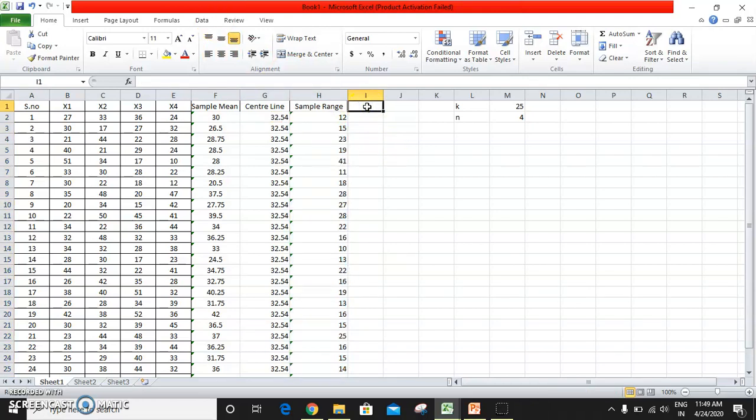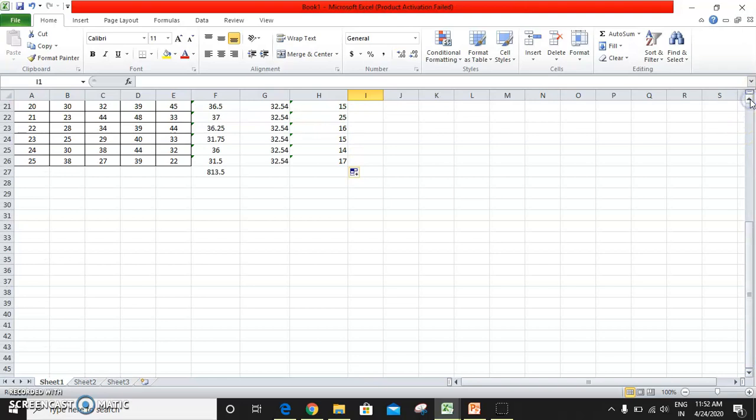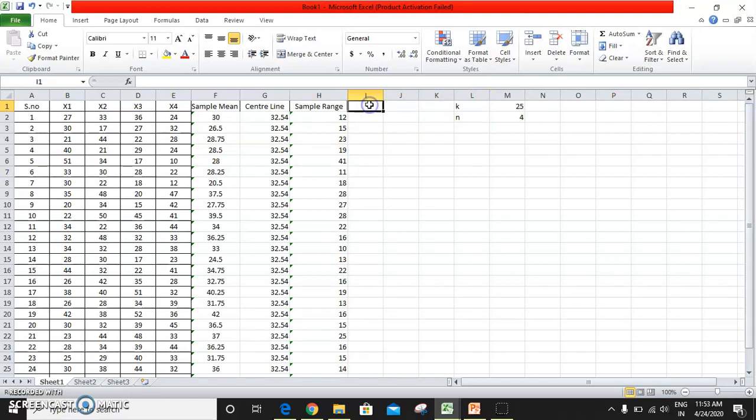Now after calculating the sample range, what should be the next step in preparing an X-bar chart? After calculating the values for the sample range, we can find the average of the range, which we call R bar. Either we can write down the average value here, or, for our own convenience and understanding, you can prepare a separate column for that. That column will represent your average range, and you can also call this average range R bar.